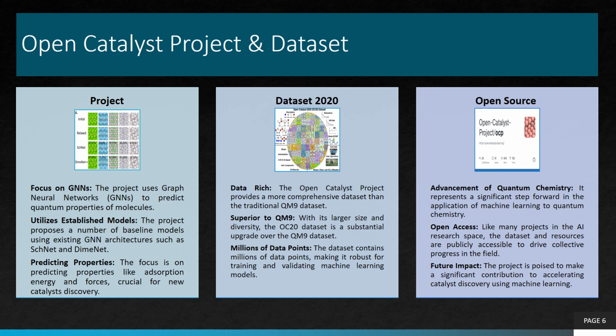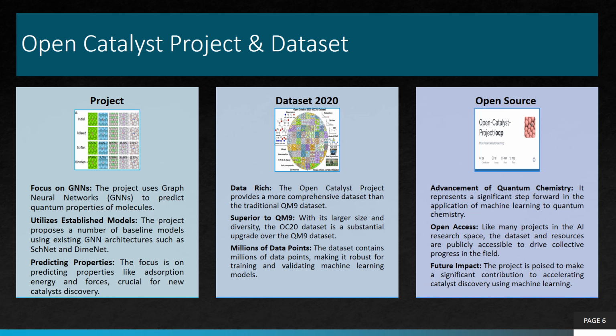The Open Catalyst project was created with the aim of facilitating the development of catalysts. It has a huge focus on GNNs and uses already established models such as SchNet and DimeNet to predict properties such as adsorption energy and forces, which are crucial for the discovery of new catalysts.